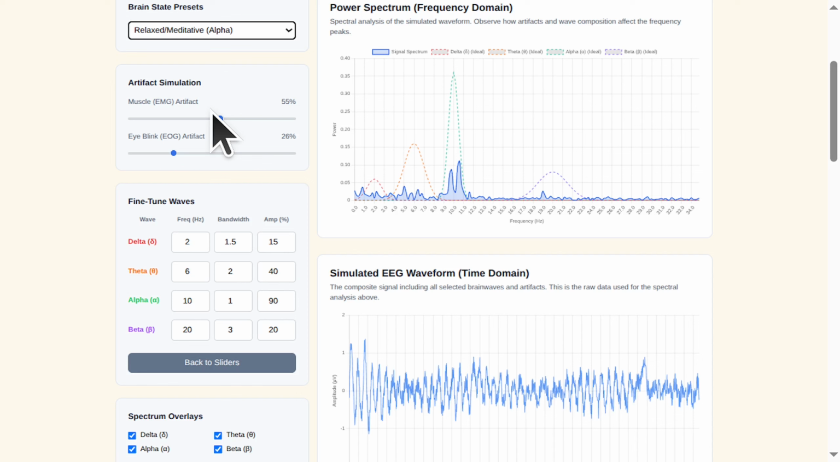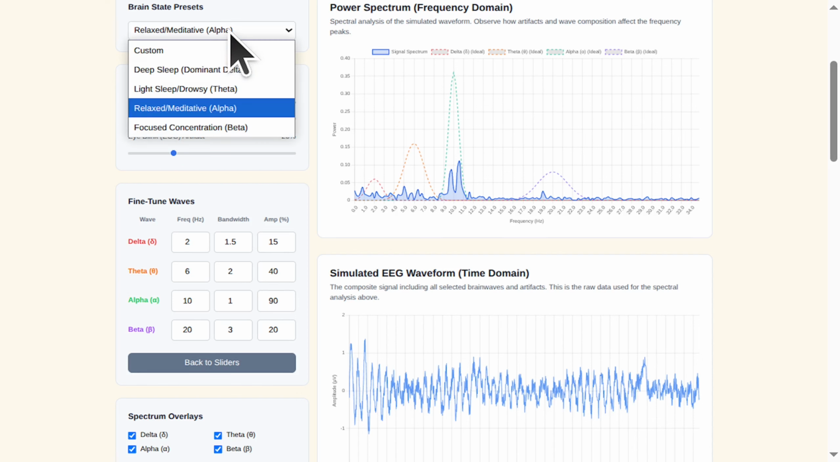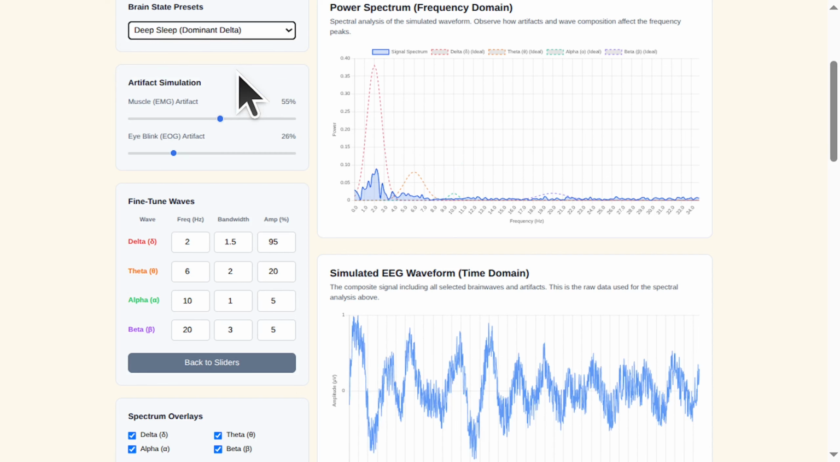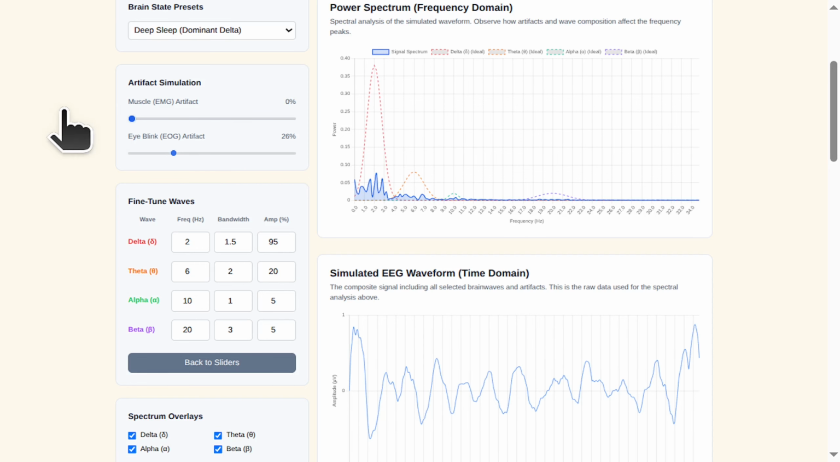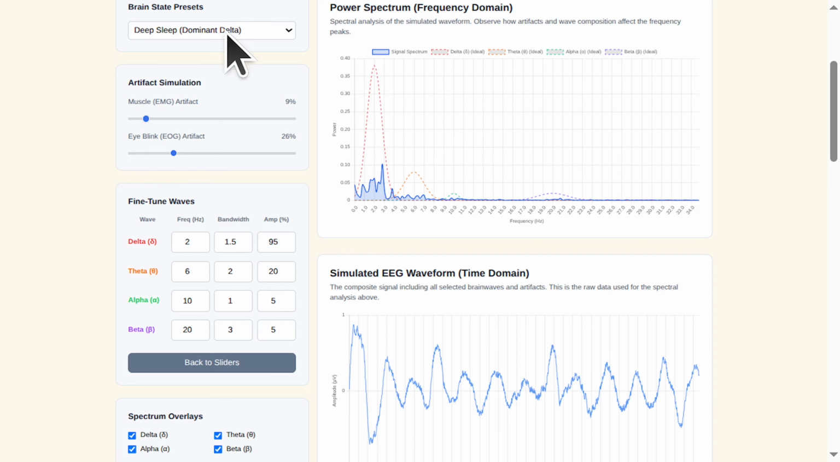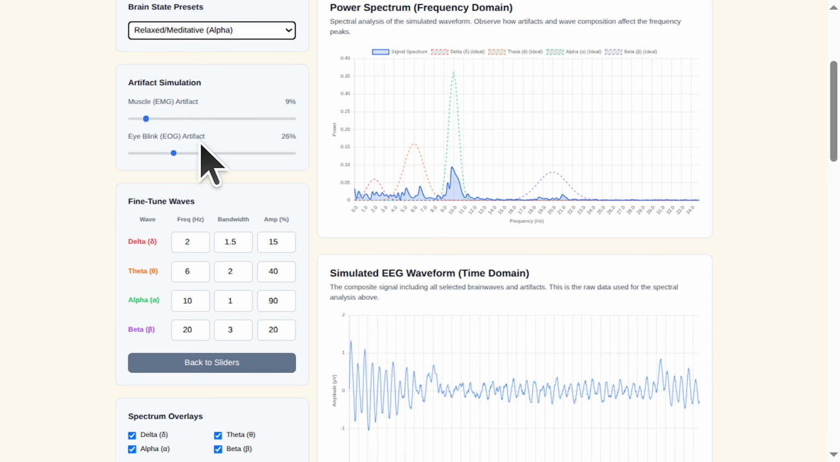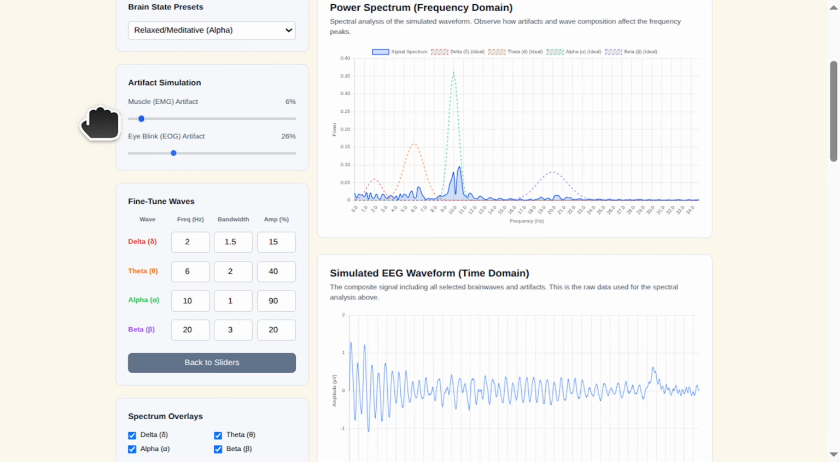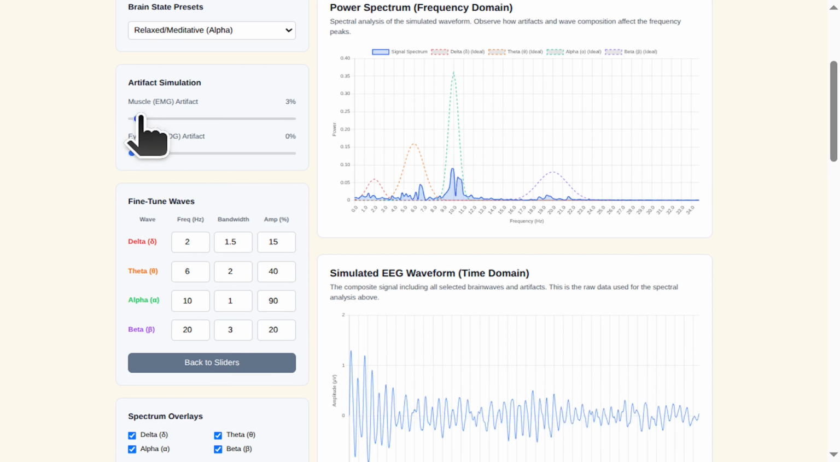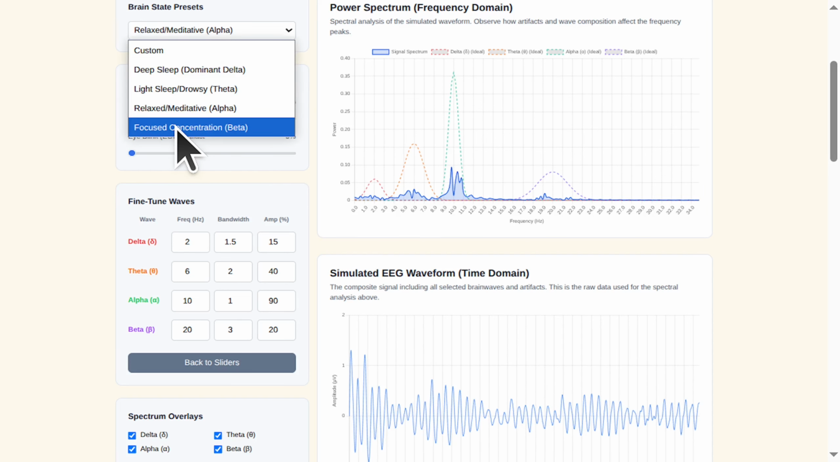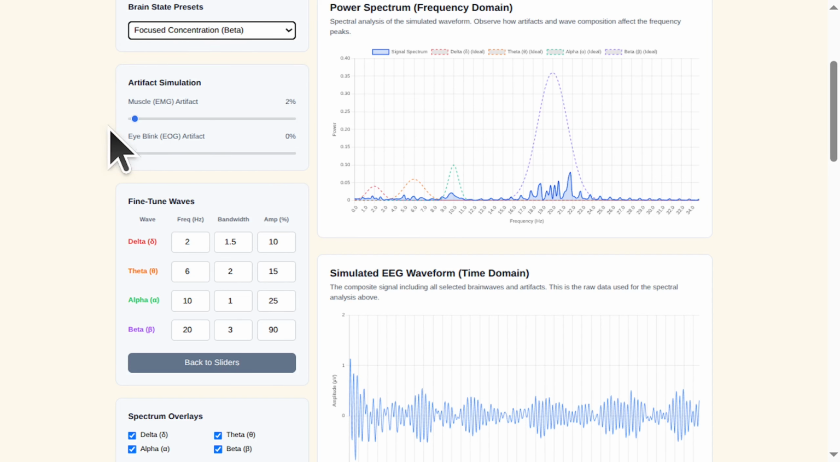Delta, super slow, deep sleep. Theta, drowsy, light sleep, deep meditation. Alpha, relaxed, calm, meditative, eyes closed. Beta, awake, alert, focused, active thinking. There are gamma waves too, but this simulator focuses on these four for clarity.